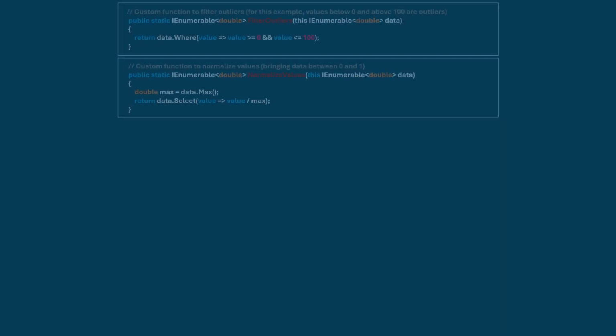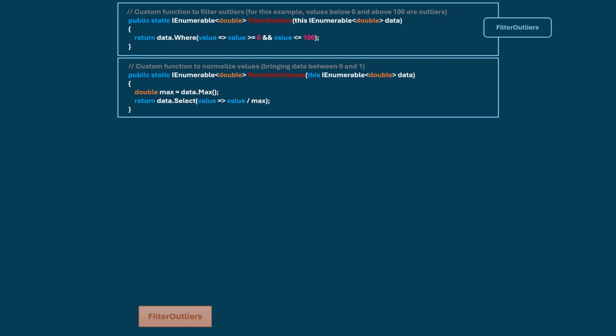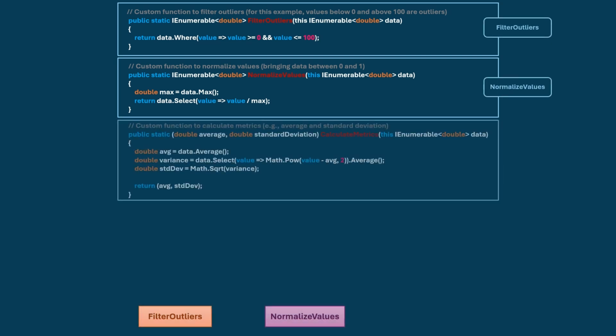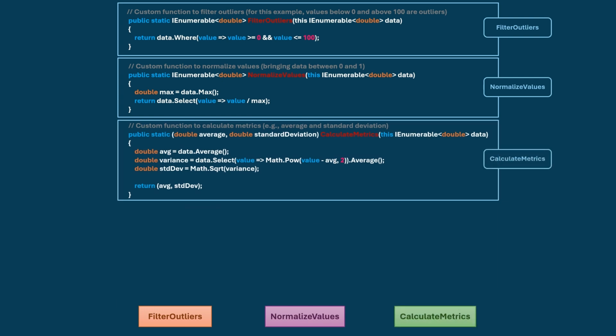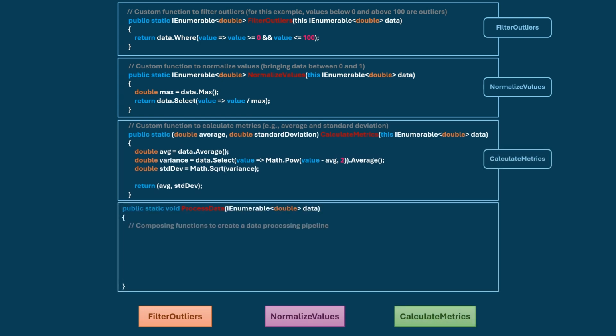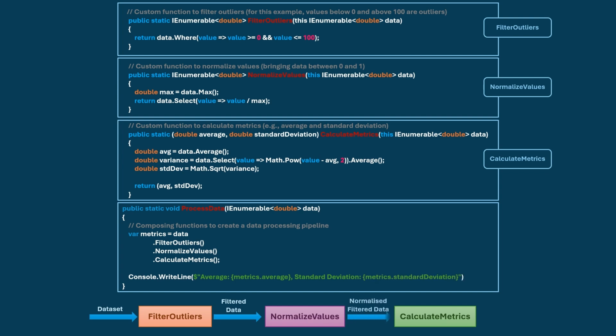In this example, as we process the dataset, the first two steps, filtering outliers and normalizing values, transform the data. But the final step, calculate metrics, is an aggregation. It takes the clean data and provides a summary, calculating the average and standard deviation. While the first two steps fit into a pipeline of transformations, this last step wraps up the process, providing key insights from the data.